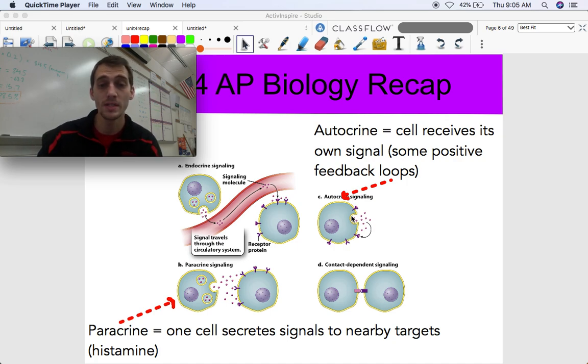Paracrine signaling is when one cell secretes signals to nearby targets. An example of this is histamine, which is an allergic response. When a tissue becomes inflamed, that is usually because of histamine, and that's an immune response to whatever's going on.